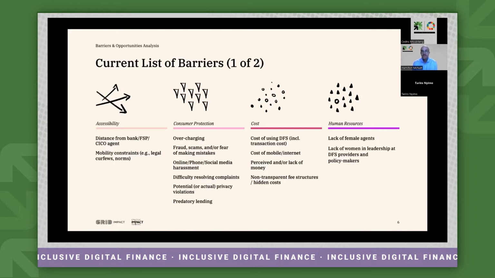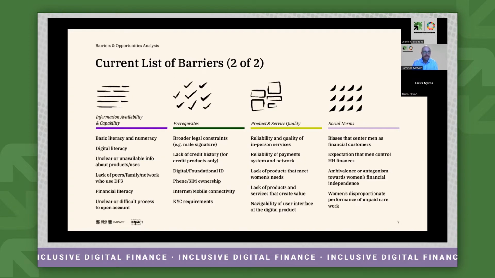Human resources. So there's 2 main ones there: lack of female agents, which is something I think a lot of people are looking at these days. And Soheli yesterday from the Central Bank of Bangladesh was mentioning that the lack of female agents made it difficult for women to feel more comfortable interacting with a financial services product. So thinking about that, and then also lack of women in leadership in these companies that are rolling out DFS products, and also in the policymaking and government parts of the market system for digital finance.